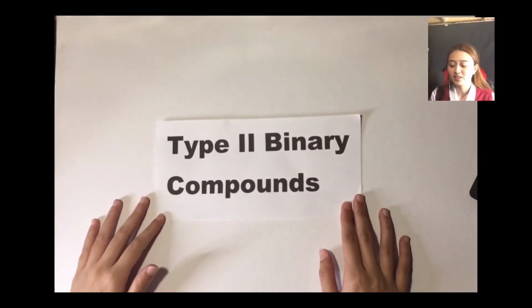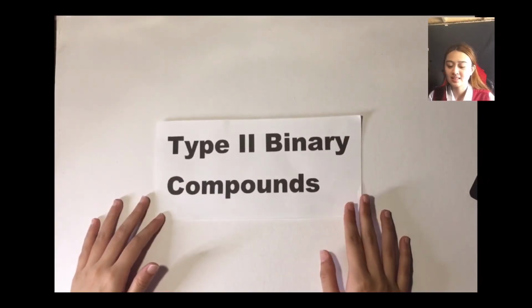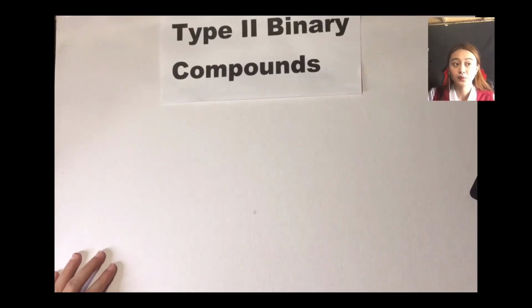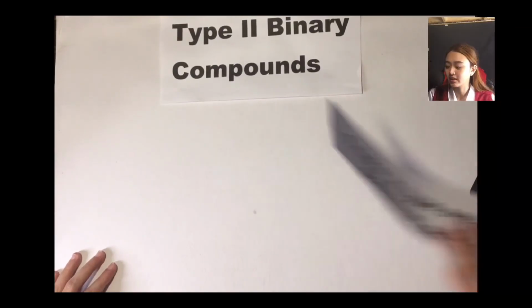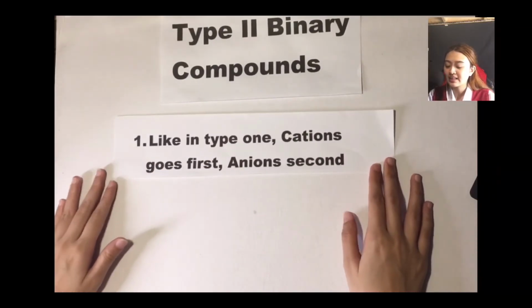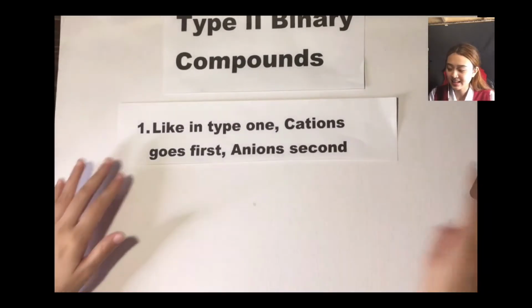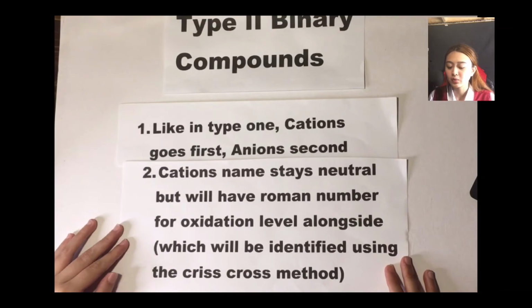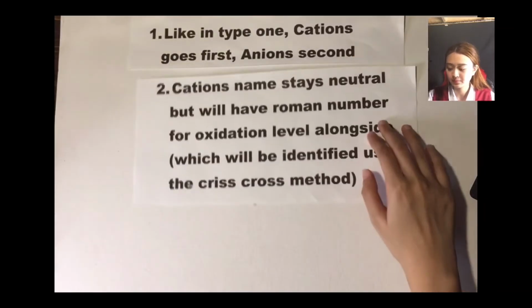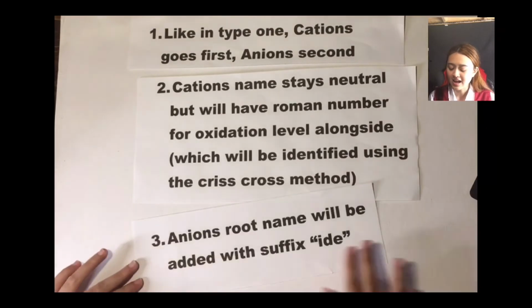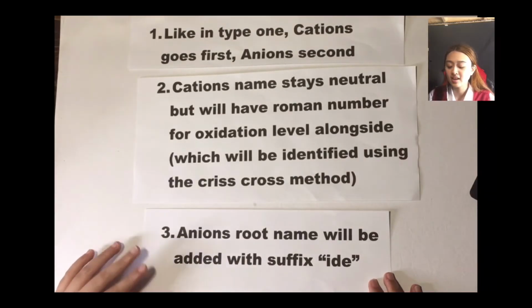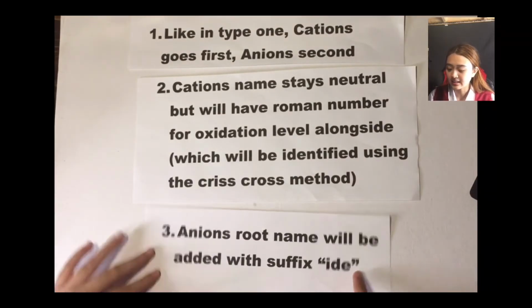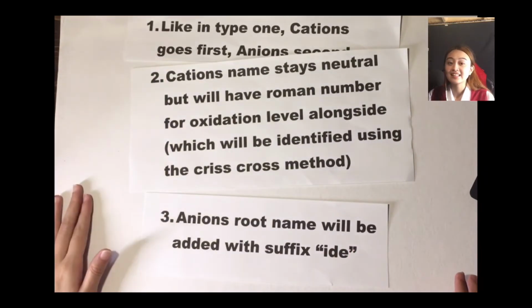Let's now move on to naming type 2 binary compounds. The rules for naming type 2 are quite similar to type 1. Like in type 1, the cation goes first and the anion second. The cation's name stays neutral but will have a Roman numeral for oxidation level alongside. The anion's root name will have the suffix IDE added. And lastly, write the name by combining the ions.